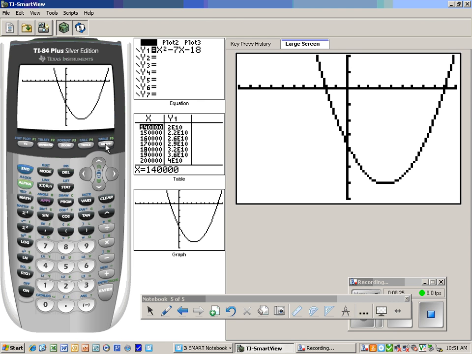As far as graphing goes, that's it for now. We'll explore other pieces of the graphing functionality later.